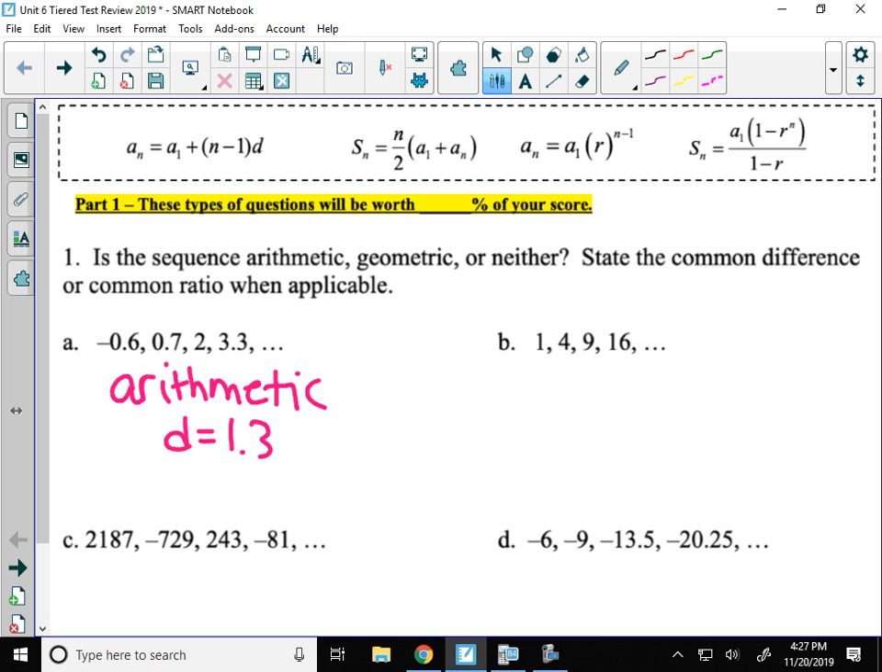All right, part B, 1, 4, 9, 16. If I added here, 1 to 4 would be adding 3, then I would add 5. Because those two are different, it's definitely not arithmetic. For geometric, to get from 1 to 4, I'd be multiplying by 4. To get from 4 to 9, I'm definitely not multiplying by 4. So it's not geometric. This is neither type of sequence.